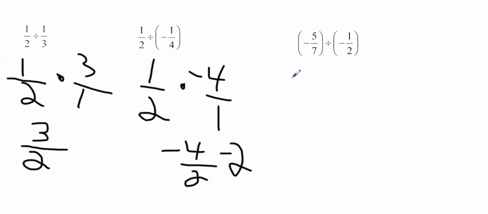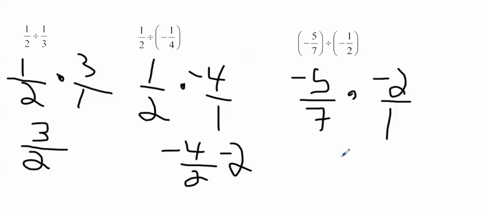This one is, you just keep it -5/7, and I keep that negative on the top. It's -5 over 7 times a -2 over 1. So -5 times -2 is a negative, or excuse me, is a positive 10, and 7 times 1 is 7. So it's literally that simple.